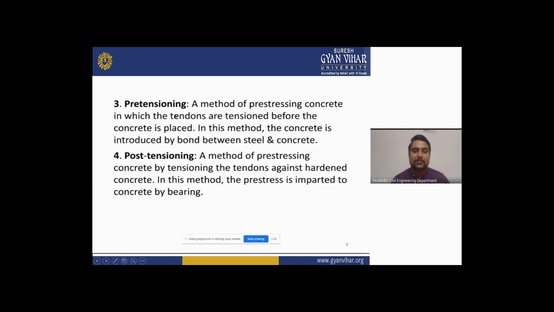Pre-stressing is divided into two parts. The first one is pre-tensioning, and the second one is post-tensioning. You can also say these two methods are used in the preparation of the concrete.